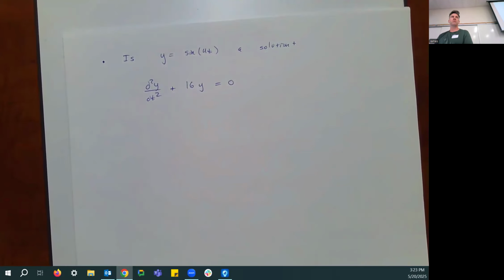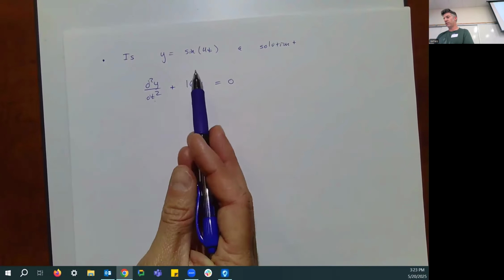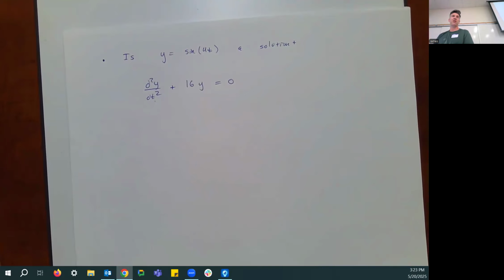You guys do it. Take the second derivative, jam it in right there, do 16 times your function right there, and see if it's equal to 0. This question.